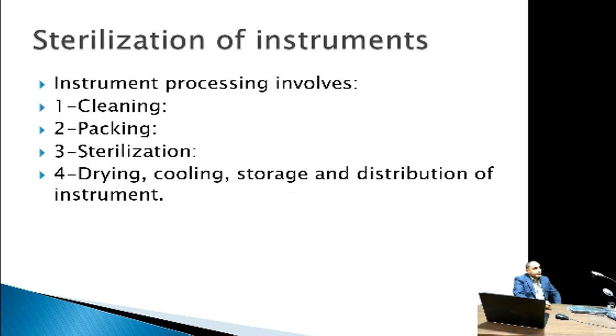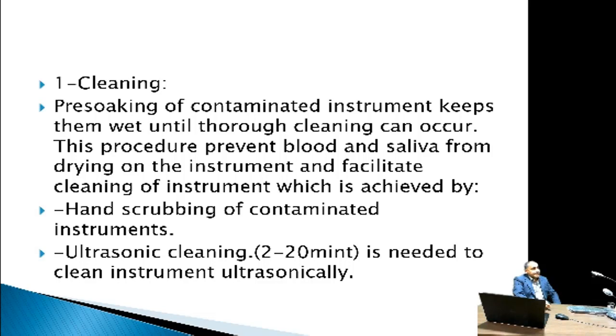Now we talk about sterilization of instruments. Instrument processing involves cleaning, packing, sterilization, drying, cooling, storage, and distribution of instruments. The cleaning: pre-soaking of contaminated instruments keeps them wet until thorough cleaning can occur. This procedure prevents blood and saliva from drying on the instruments and facilitates cleaning of instruments.